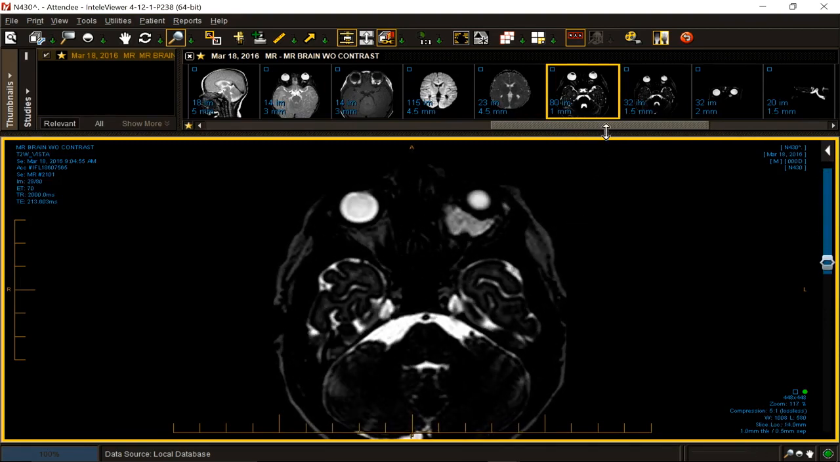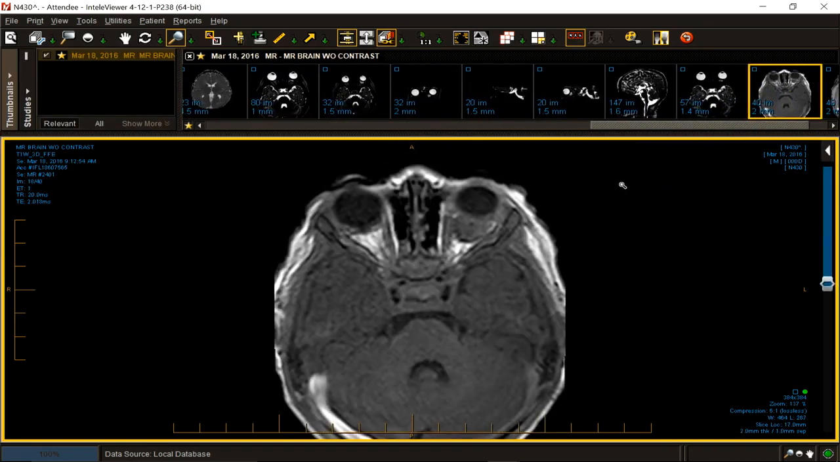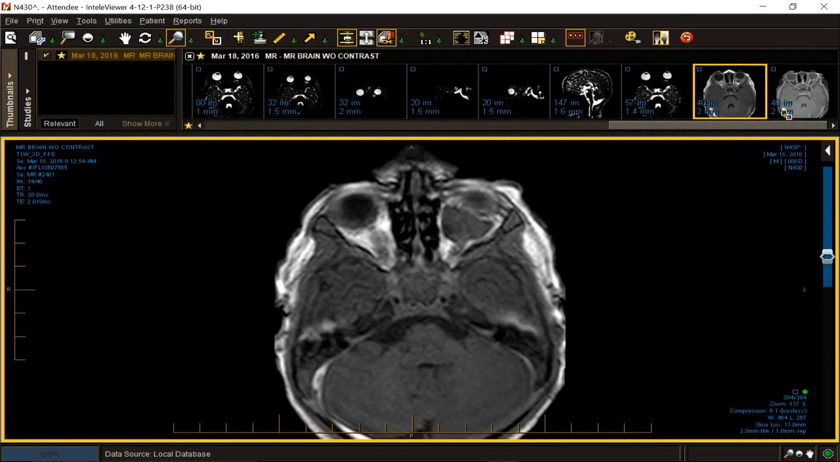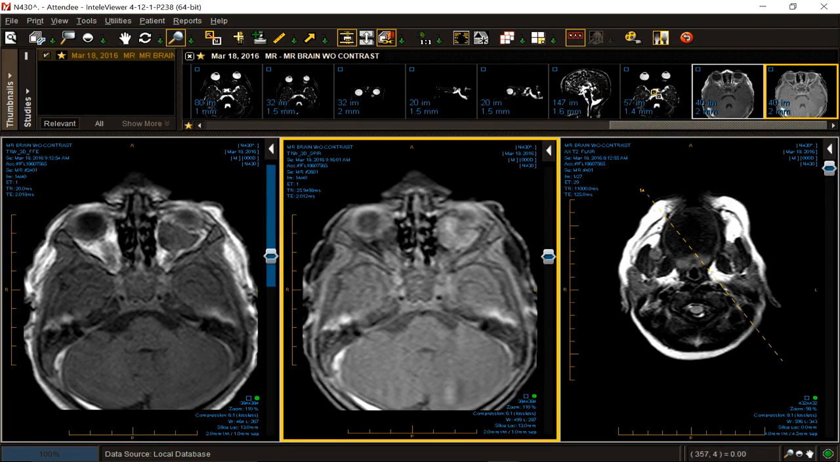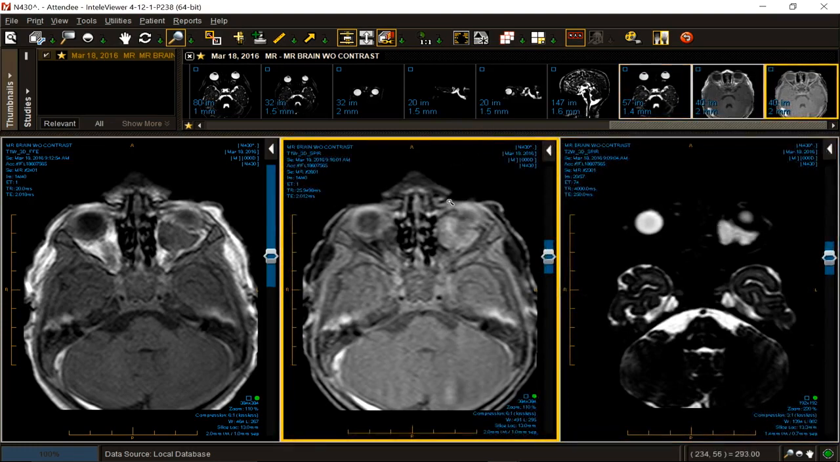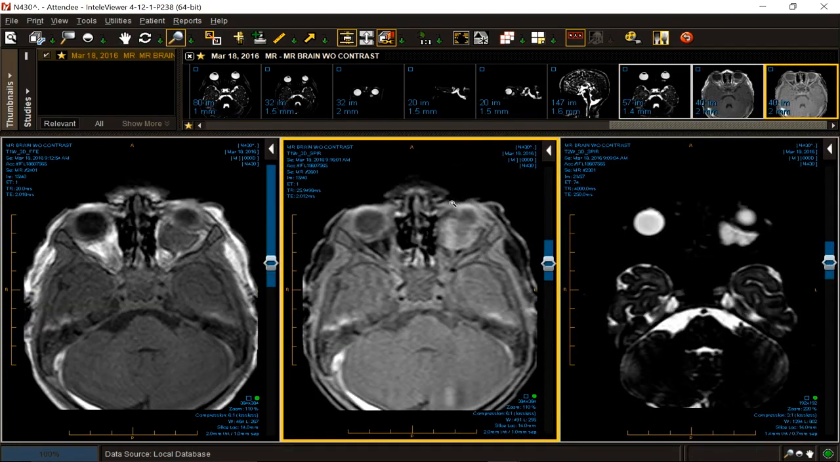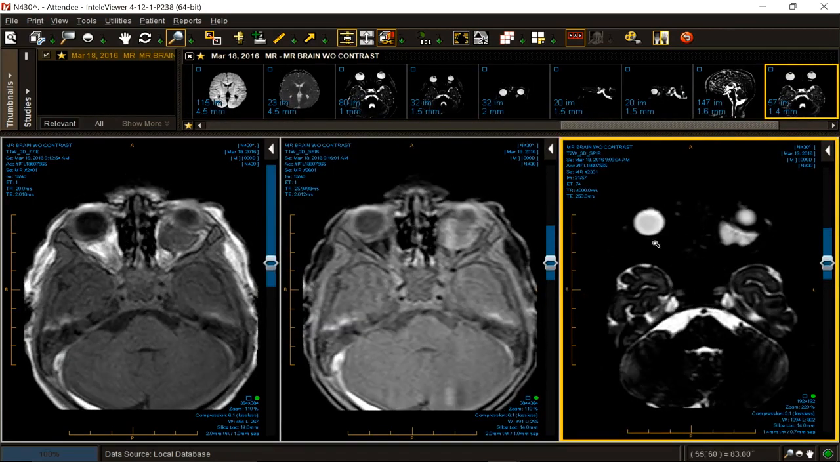I am now on to the more orbit-centric images with a smaller field of view. And I have finally settled on the T2, the pre, and the post. So this is a T1 fat suppression contrast-enhanced image. The pre was performed without fat suppression, making it somewhat difficult to assess the amount of enhancement in this lesion. Although I must admit, it's not inordinate.